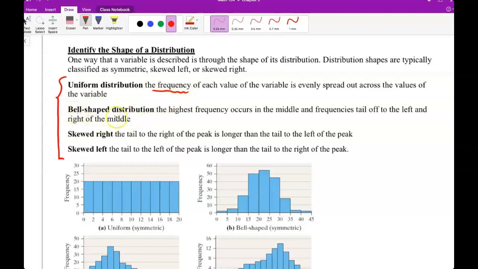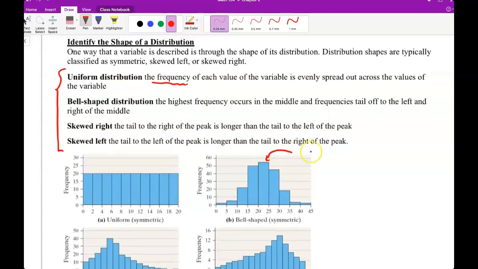The next one, bell-shaped. So this was uniform, and this is the bell-shaped distribution. The highest frequency is in the middle. So this one is the highest frequency that we have. That is bell-shaped.